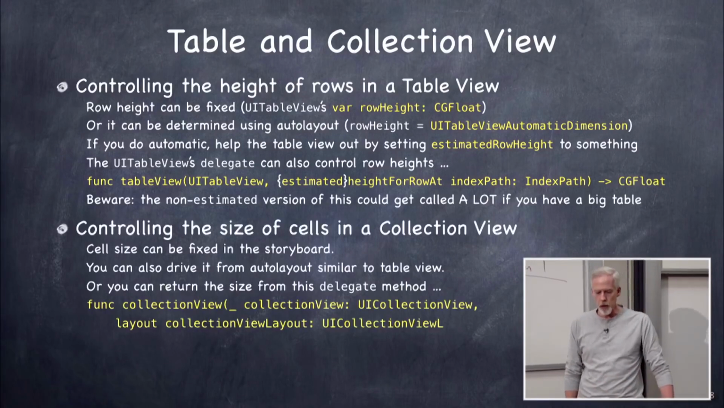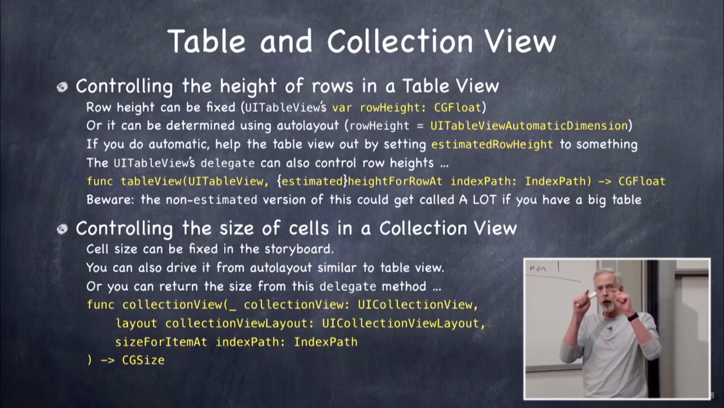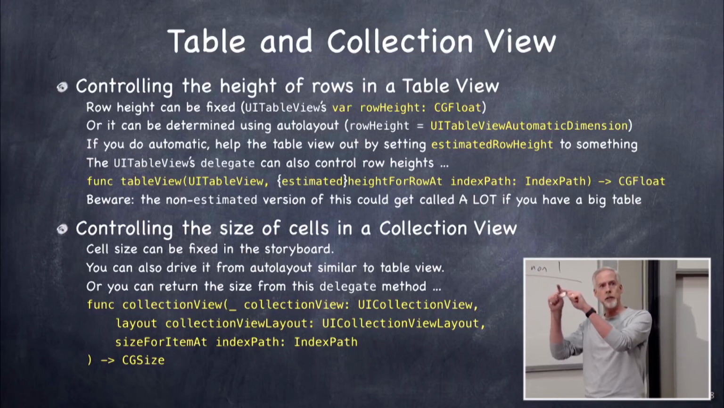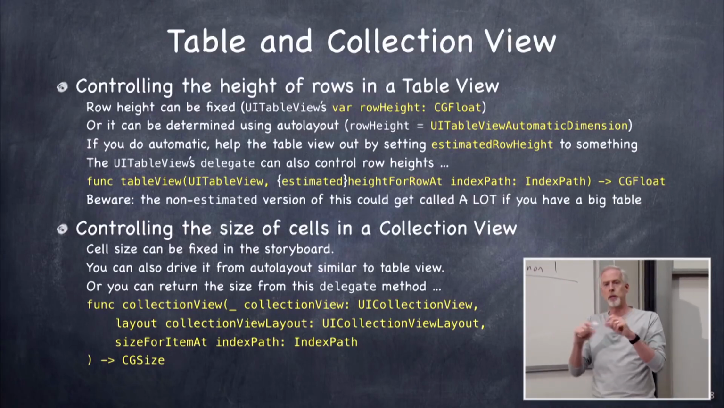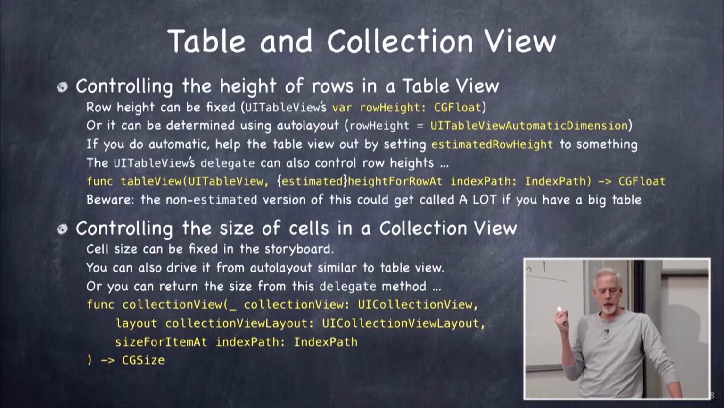Collection view has a similar thing. The only thing about collection view is size for item at, because remember, these items are rectangles in a collection view, not rows. They don't have height, they're rectangles. The only thing about that is notice this extra little argument there.